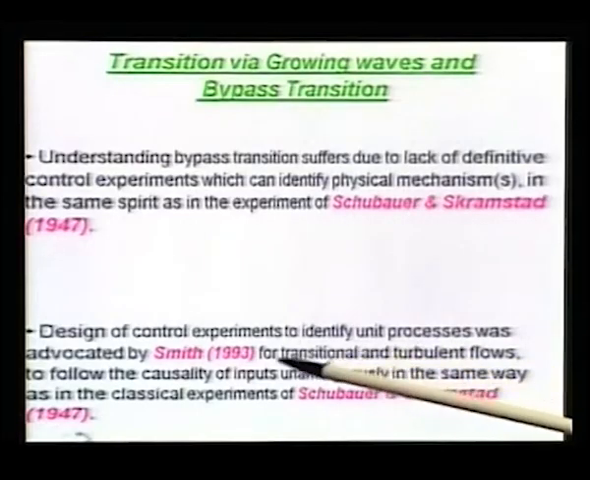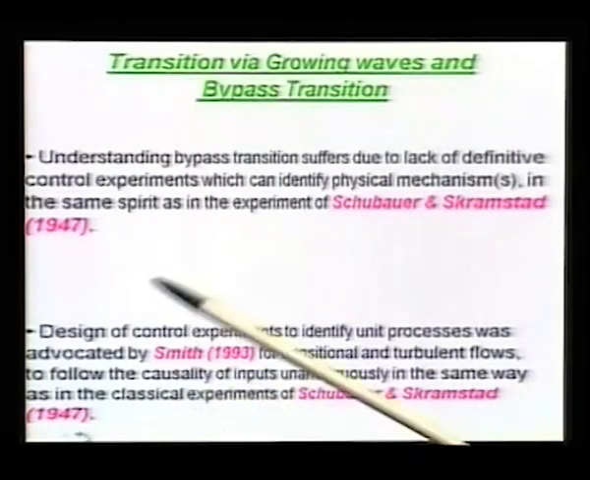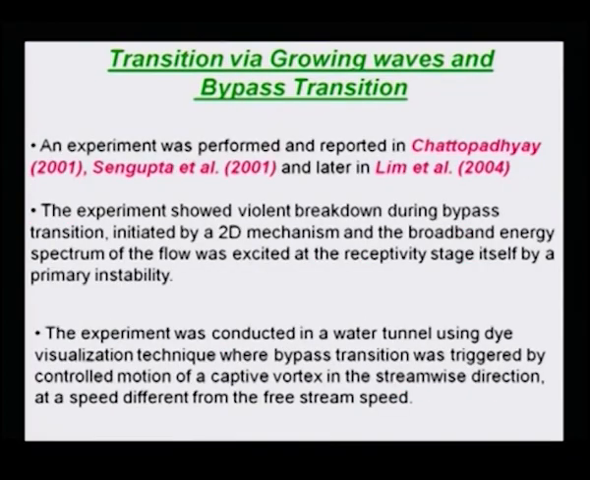And this was clearly articulated by Percy Smith. He said that if you want to identify unit processes that go on inside a boundary layer, whether it's either transitional or turbulent, then you need to really follow the link, the causality of input with the response field. It should be in the same spirit as Schubauer and Skramstad did. So what do we do is the issue. That's why we stepped in.